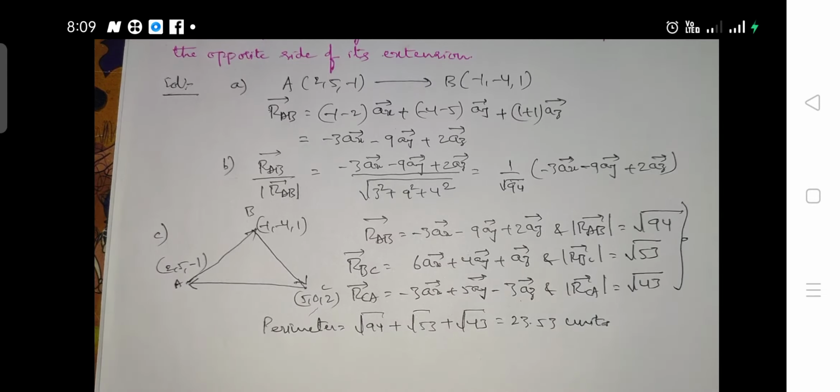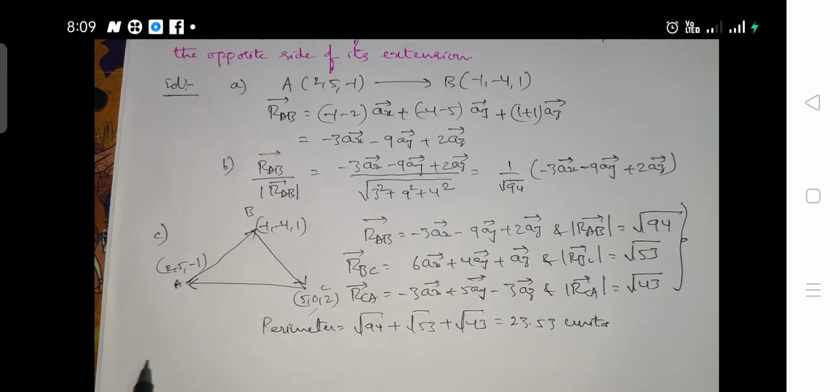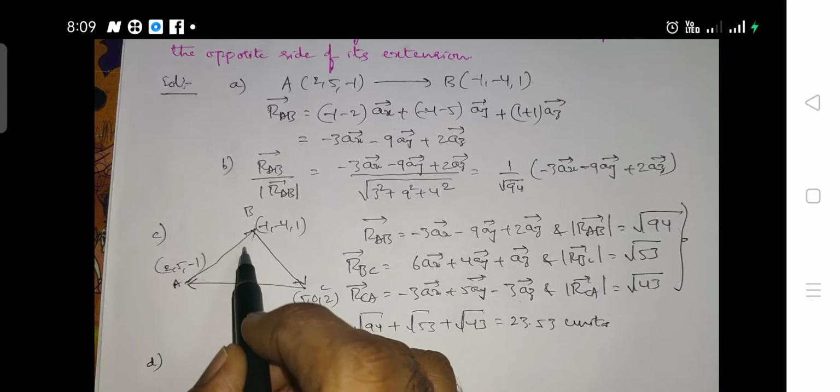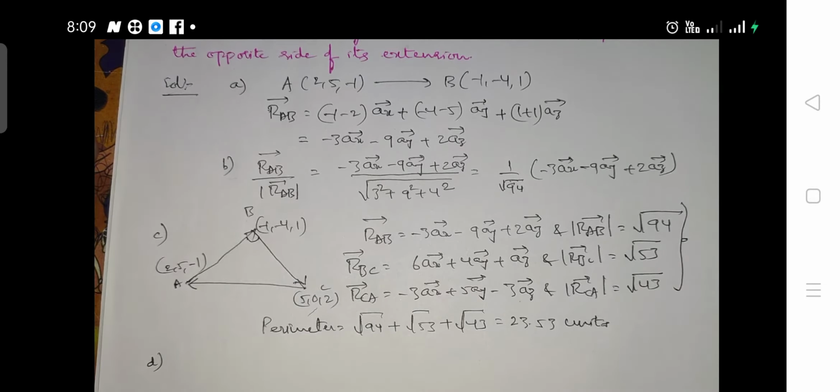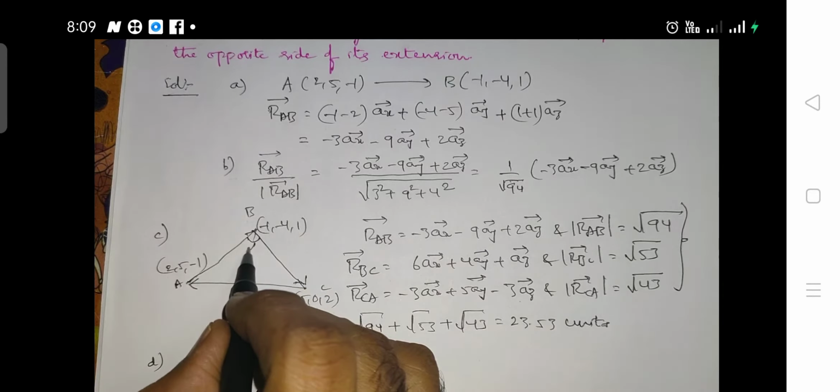That is how we can answer question C. Next one is D. For D, we have to find out the interior angle at B. Interior angle at B means this angle we need to find out. For this, simply you can find out the dot product of these two. Consider this angle as alpha.